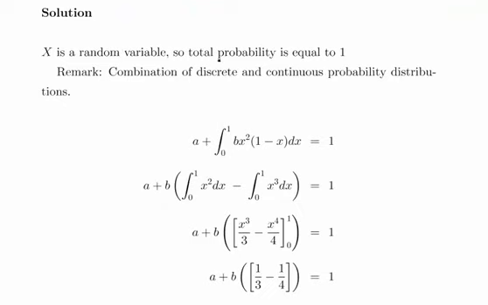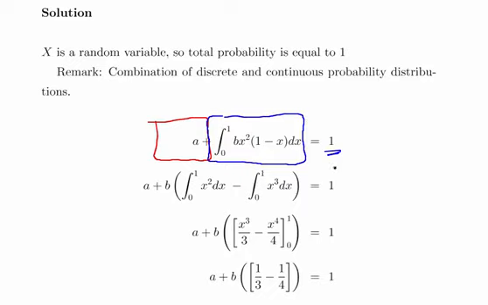X is a random variable, so the total probability, or area under the curve, so to speak, is 1. This is the discrete part, the probability here, just as we're told in the first part of the question. So that's for the discrete component. For the continuous component, the area under the curve is the probability. Altogether that adds up to 1, the total area under the curve.